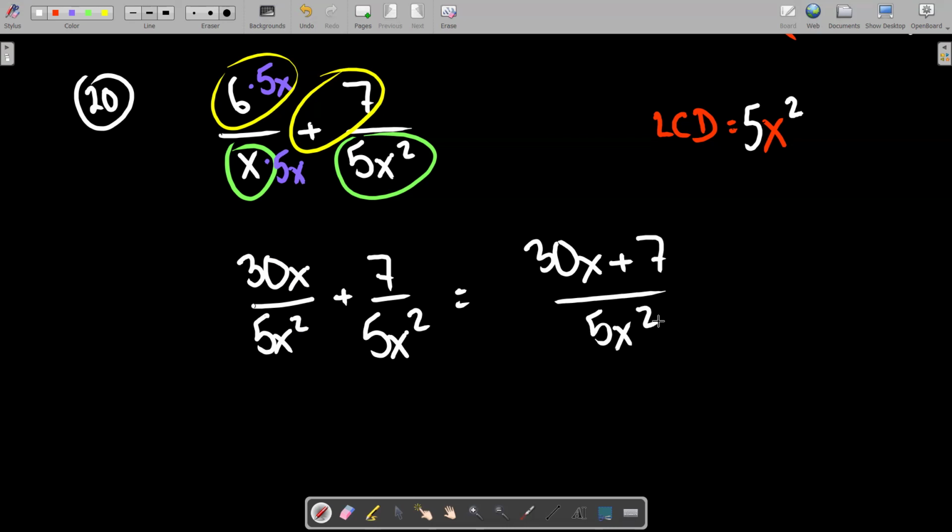And any temptation you have to reduce the 30 and the 5, smack it out of yourself. Any temptation to reduce those x's, smack it out of yourself. Remember, those are not factors themselves that are cancelable. They're parts of something else.